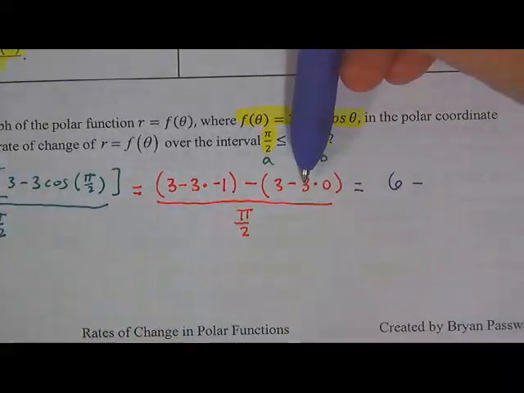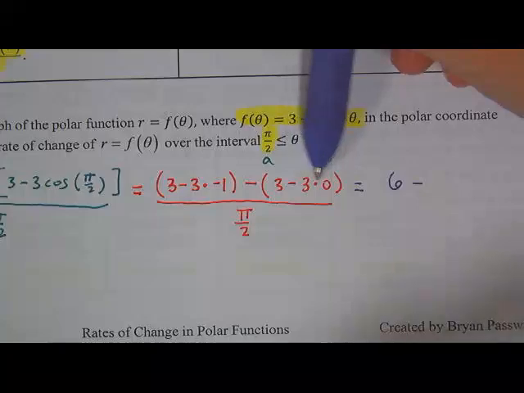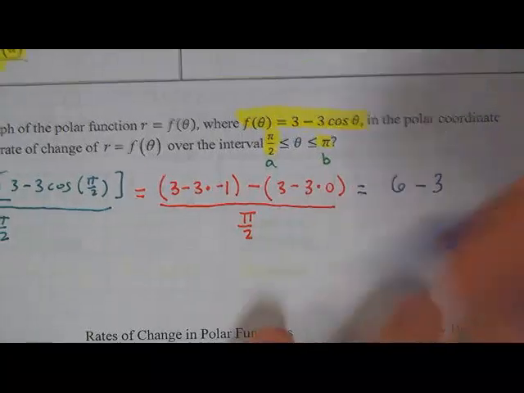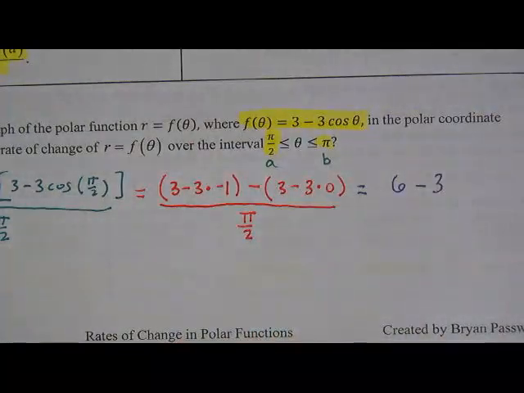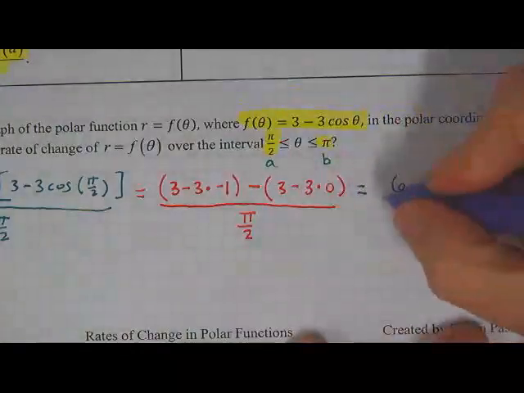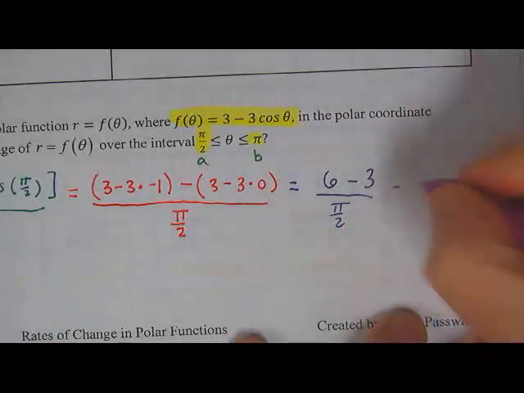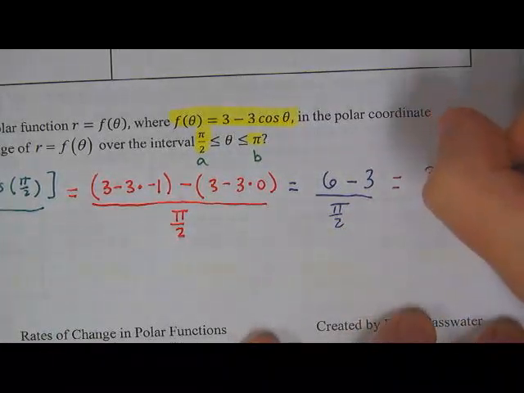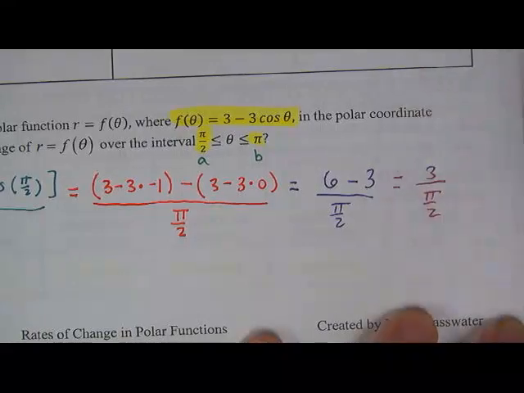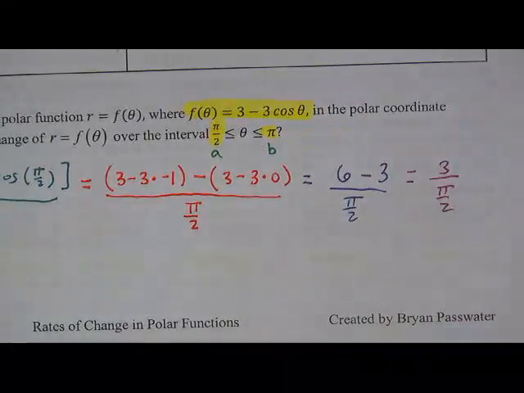This next part's a lot easier because 3 times 0 is 0, whatever. You're going to get 3 right there. But you have to multiply and then do your addition and subtraction. Okay, we're to the easier part. Keep going. And if you ran out of room, just move to the next line. That's 3 over pi over 2. And we're just going to clean that up and we'll be done and we'll move on.